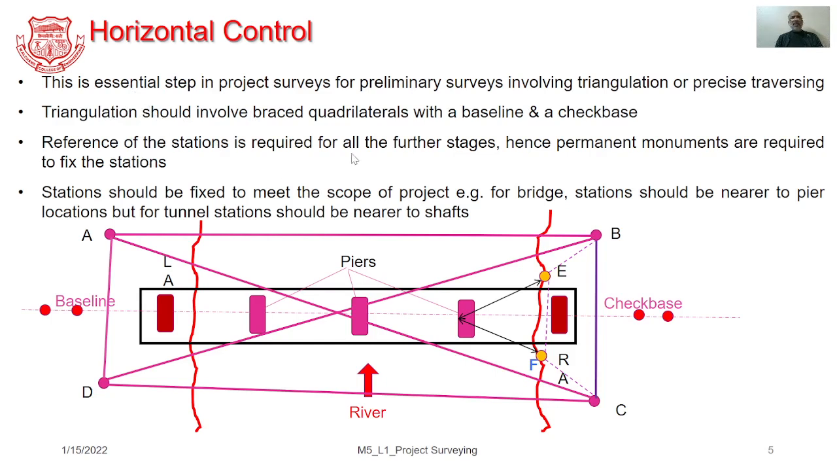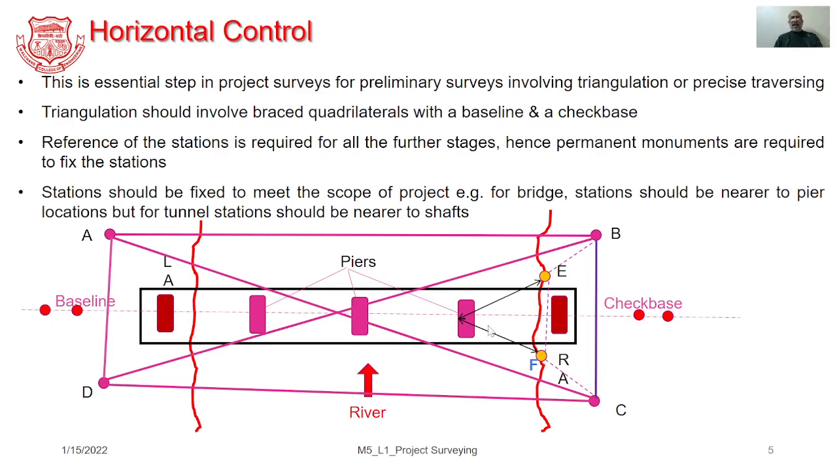Here the reference of the stations is required for all the further stages. Hence, permanent monuments are required to fix the stations. Let's consider this example of a bridge. In order to establish the overall control, a braced quadrilateral in the form of ABCD is considered. Here AB forms the base and BC forms the check base.